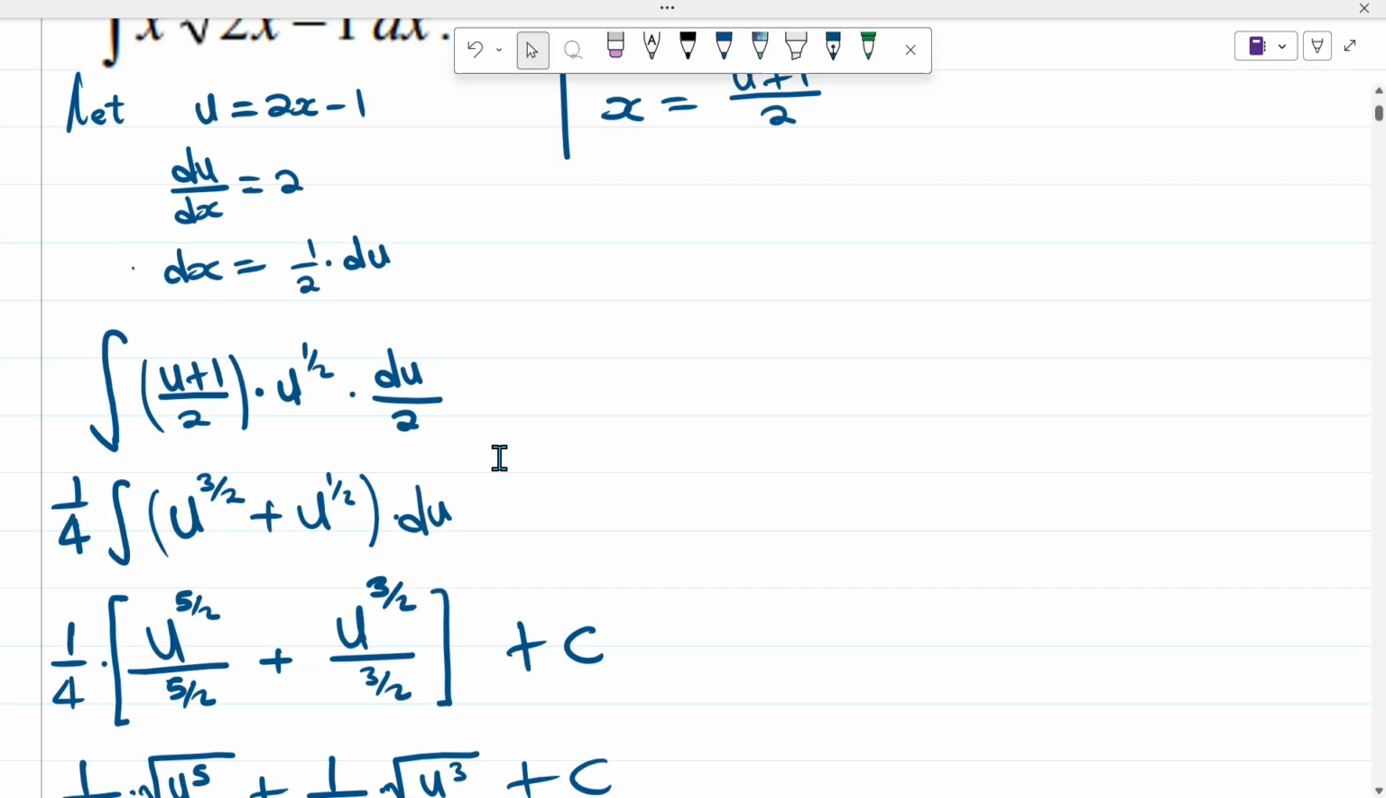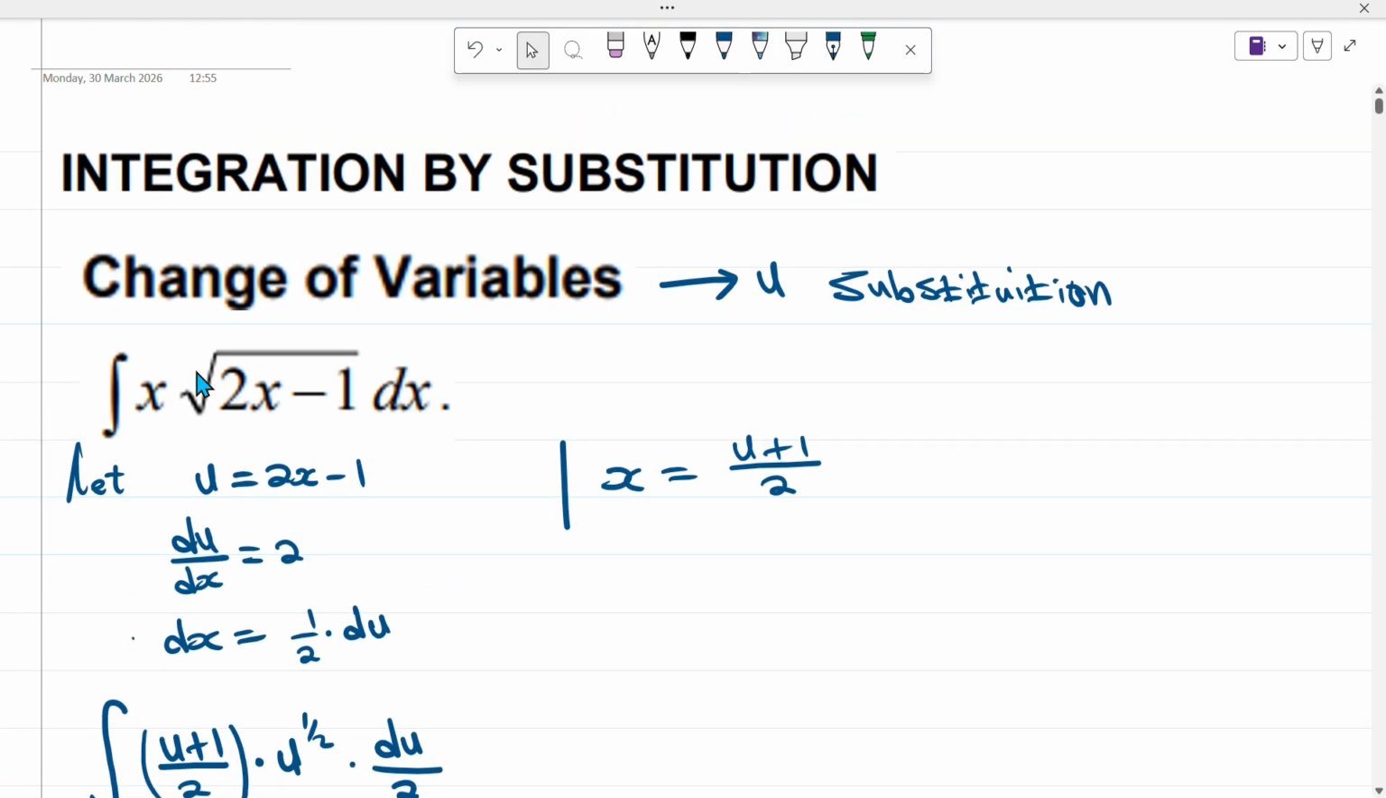So u substitution, we use it to rewrite our integral in simple form, as well as to be able to integrate, because in some of the other integration questions, you will see that if you don't let something be equal to u you cannot do anything. Just like this one, there was no way that you could integrate this without letting something be equal to u.